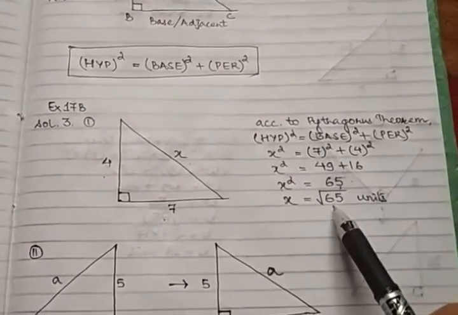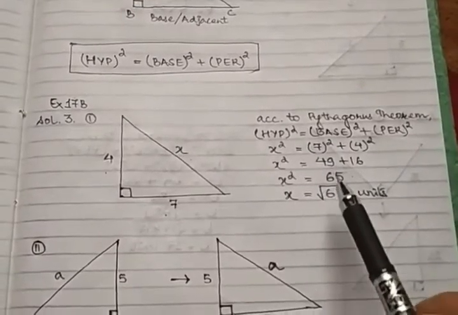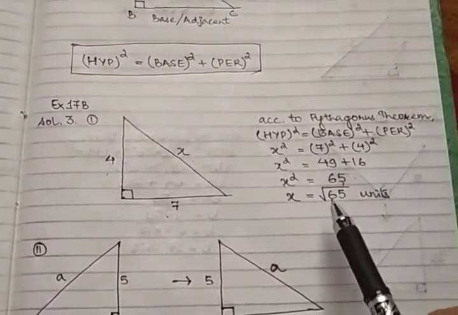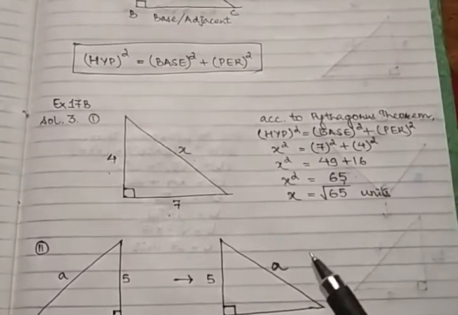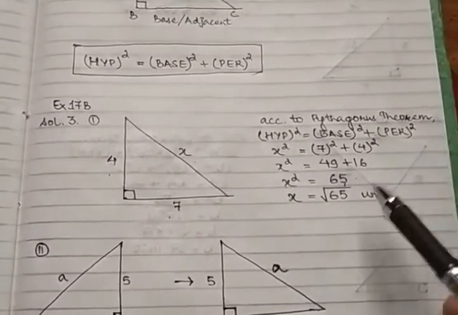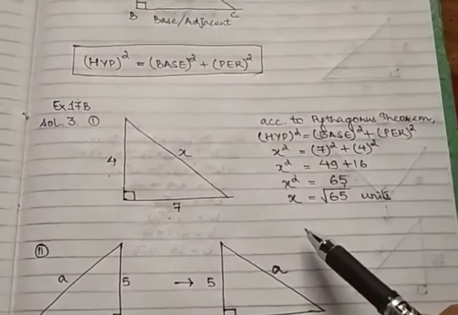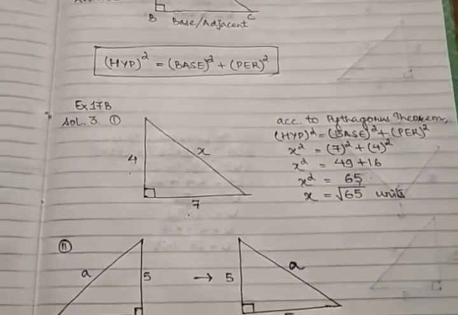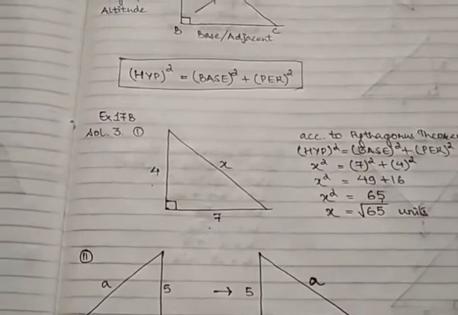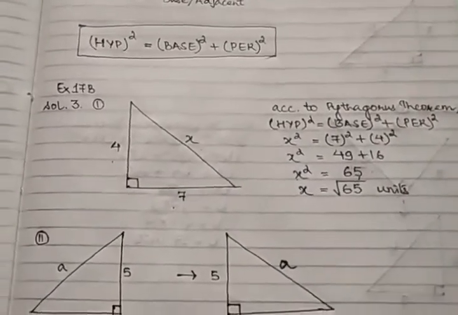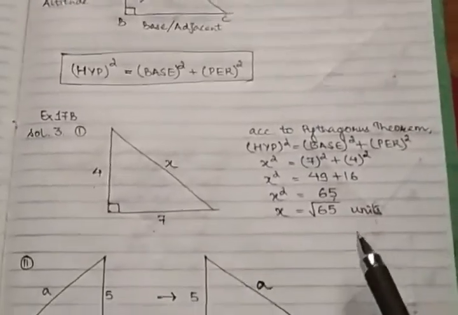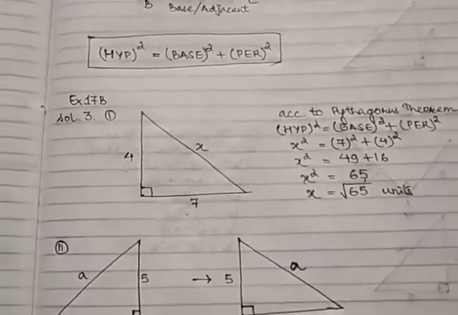So square root of 65. We have done square roots previously, isn't it? So square root of 65. Since 65 cannot be further factorized, we cannot take the prime factors and take out terms outside the square root, so it will remain as it is. Square root of 65. That is why I've written square root of 65 units. Since the units were not given, simply, square root of 65 units.